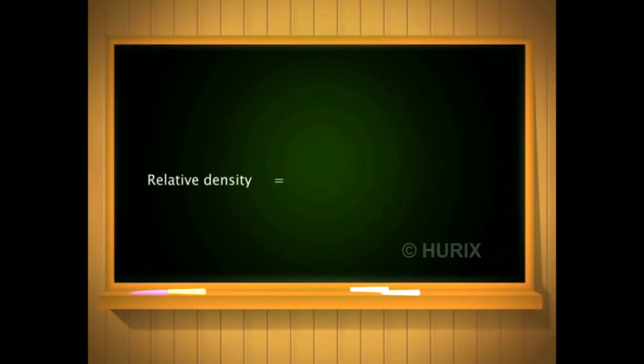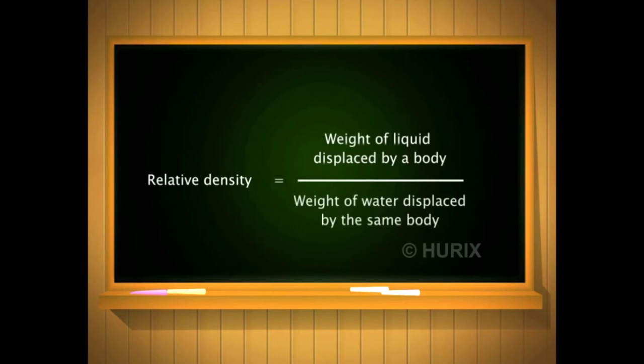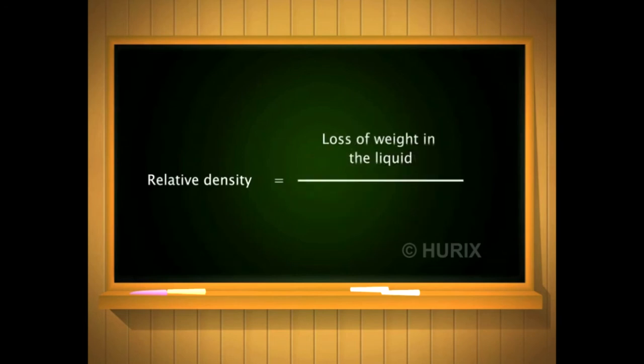Archimedes' principle can be used to find the density of a liquid too. To do this, we need to immerse an object in the liquid and then in water, and find the weight of the liquid and of the water displaced. We know that the loss of weight of an immersed object is equal to the weight of the liquid it displaces. Knowing and comparing these values for the body with respect to the liquid and water will give us the relative density of the liquid.